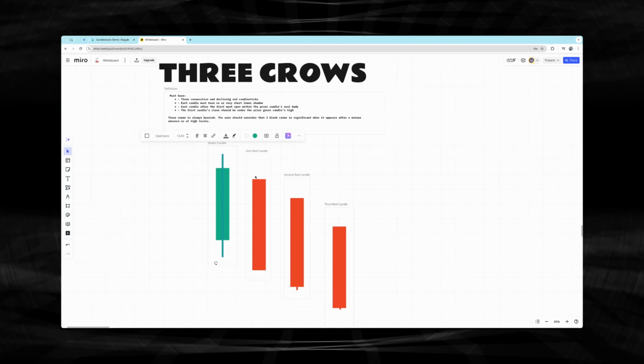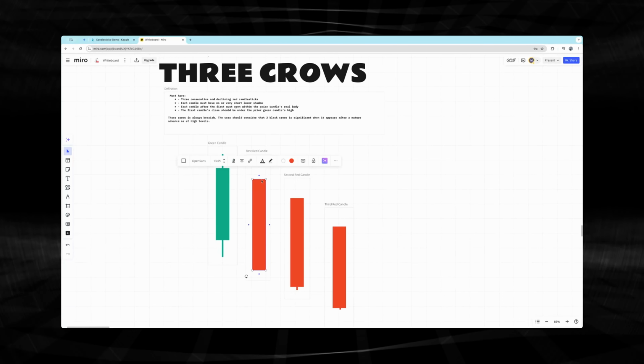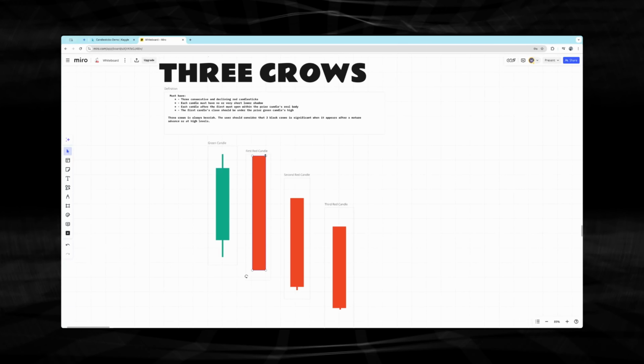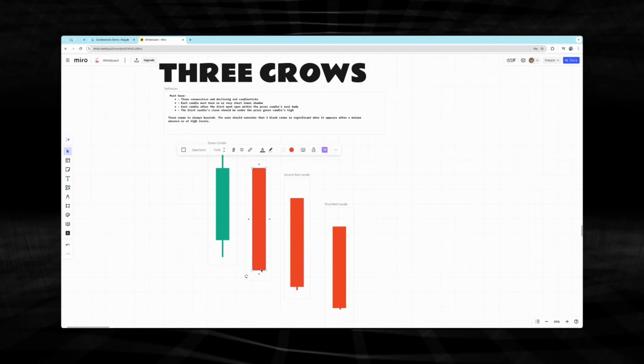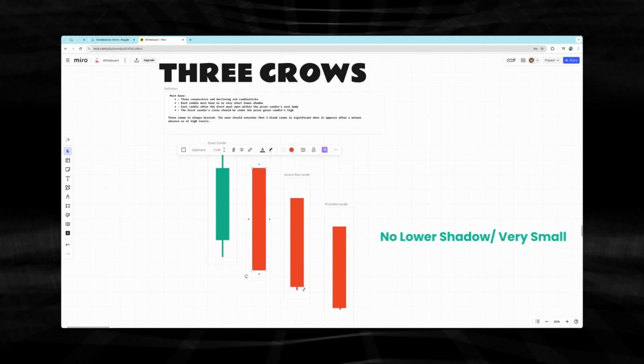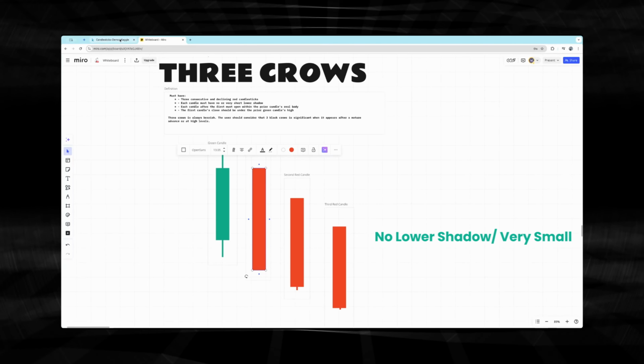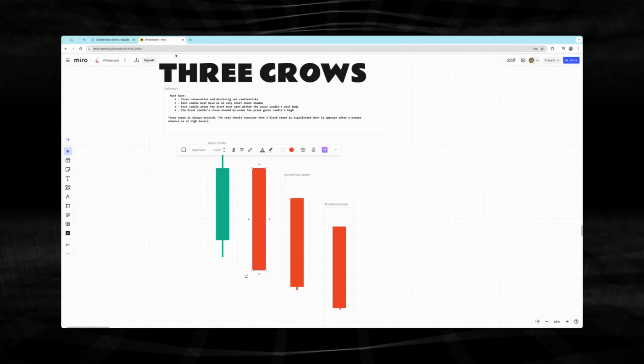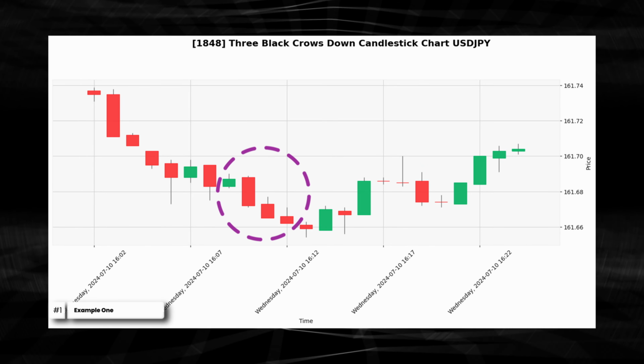First red candle's close should be under the green candle's high. If this is the high of the green candle, the first red candle has to open below this point. Each one of the 3 red candles has a very short lower shadow or none at all. Let's look at some examples. We have a green followed by 3 reds.